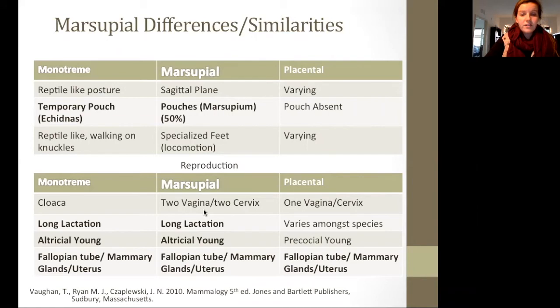And so they actually have two vaginas and two cervixes. This is different in both of our other subclasses, of course. They typically have a long lactation, which is similar to the monotremes. They have altricial young, like we were talking about a little bit earlier, so they do have that undeveloped young. But of course, we do see that fallopian tube, that mammary gland, and the uterus across the board.